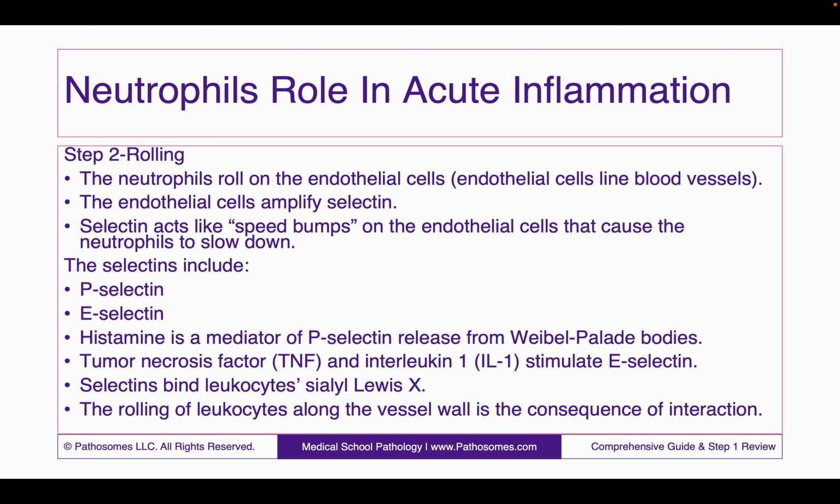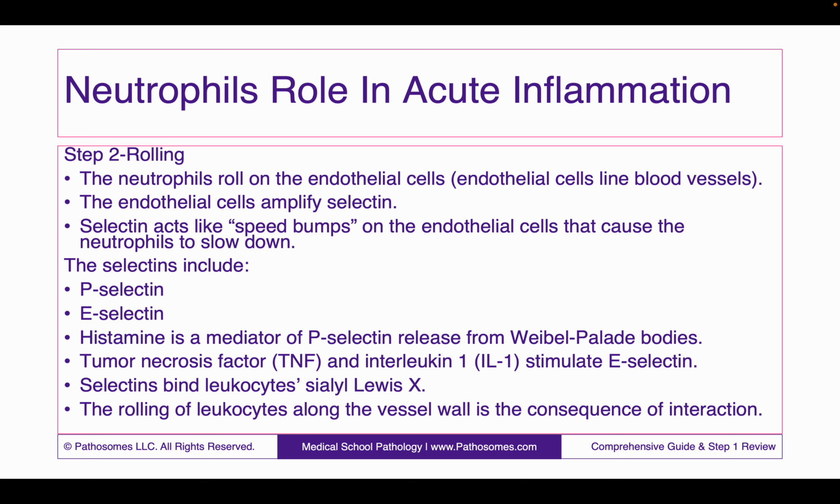You must know the different types of selectins. That's the P-selectin and the E-selectin. And note that histamine is a mediator of P-selectin release from the Weibel-Palade bodies. And tumor necrosis factor and interleukin-1 stimulate E-selectin.